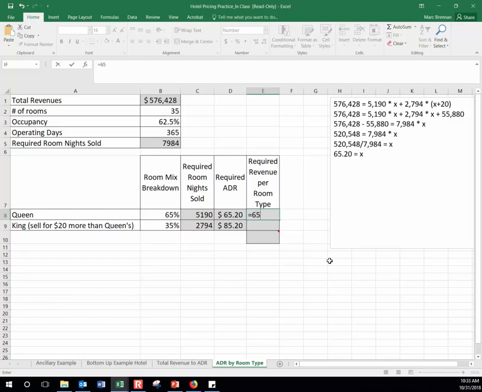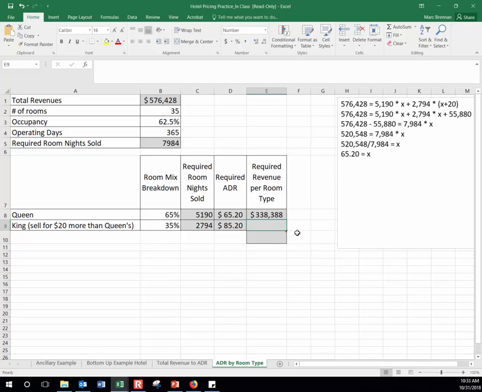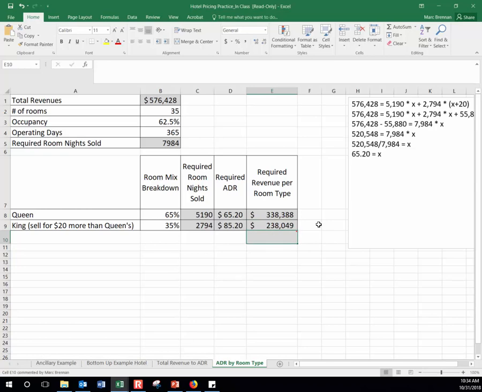So my $65.20 that I sell Queens at times the forecasted room nights sold, 5,190 rooms that I think I'm going to sell of Queen, should give me how much revenue I'm going to bring in just for Queen rooms. If I do the same, 2,794 times my $85.20 that I'm going to get per King room because they sell for $20 more, I'll now get the revenues that are going to come out of Kings.